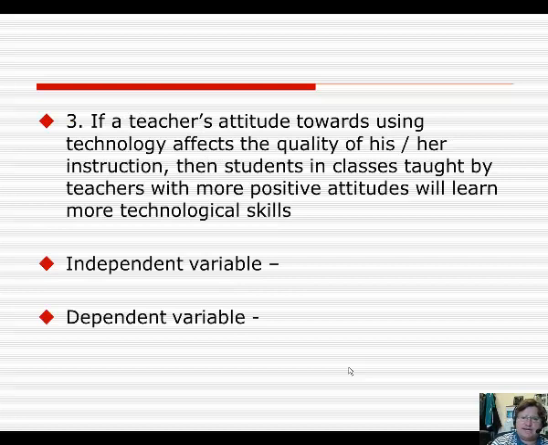If a teacher's attitude towards using technology affects the quality of his or her instruction, then students in classes taught by teachers with more positive attitudes will learn more technology skills. So if that's your problem, what would your independent and dependent variables be? Read it again on your own.